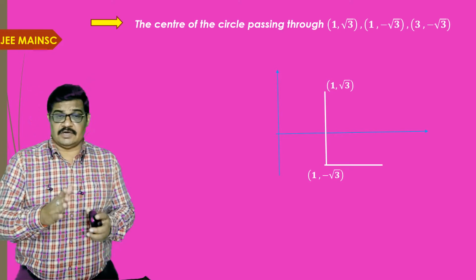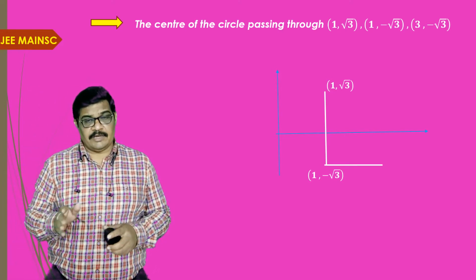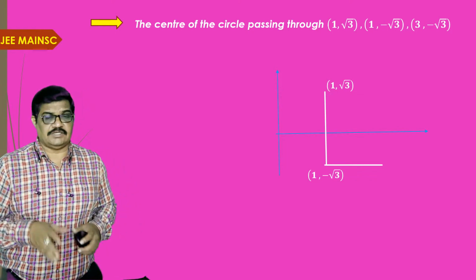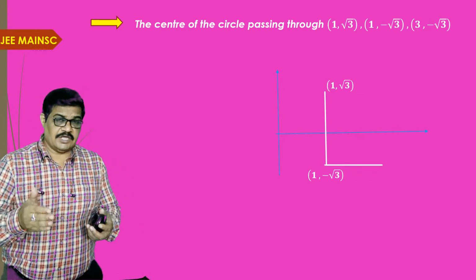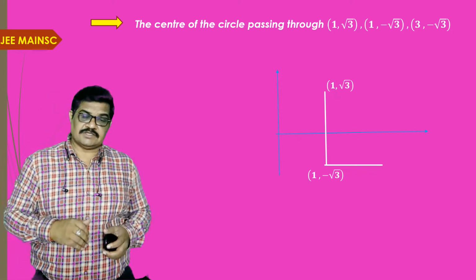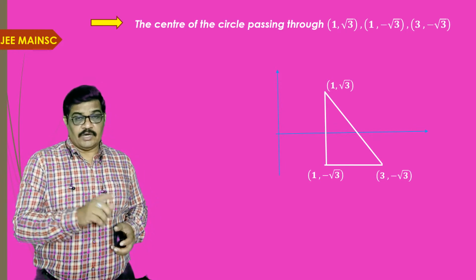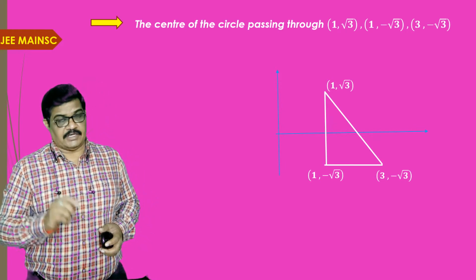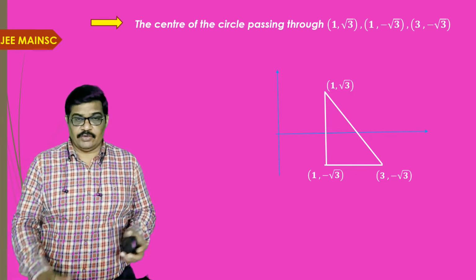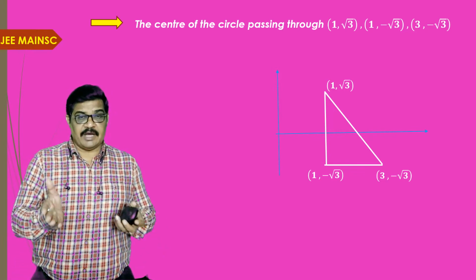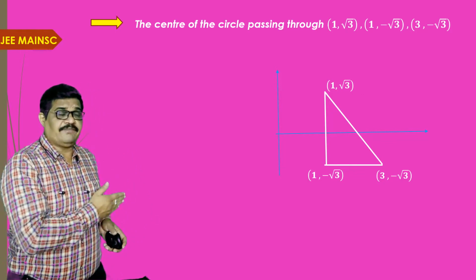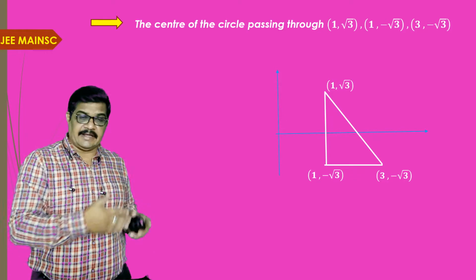Next, the last 2 points, (1, minus root 3) and (3, minus root 3). These y coordinates are the same. If y coordinates are the same, then the line joining the 2 points is parallel to the x-axis. Now see the diagram: the line joining (1, minus root 3) and (3, minus root 3) is parallel to the x-axis. So on observation, these 3 points form a right angle.